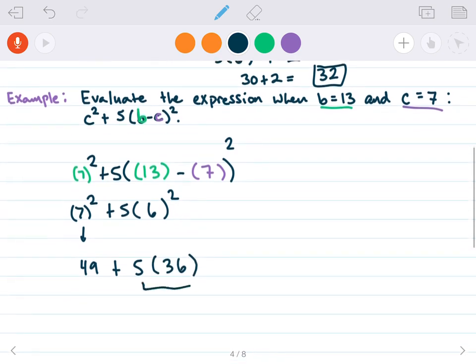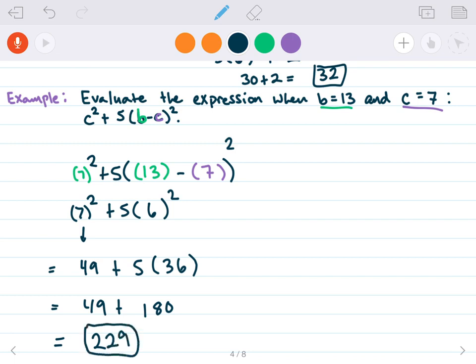Now let's go ahead and do multiplication. That comes next in PEMDAS. So 5 times 36 is going to give us 180. So I carry down the 49, I carry down the plus, and I carry down the 180, and I can just add these guys at this point to give me 229, and that is my answer.